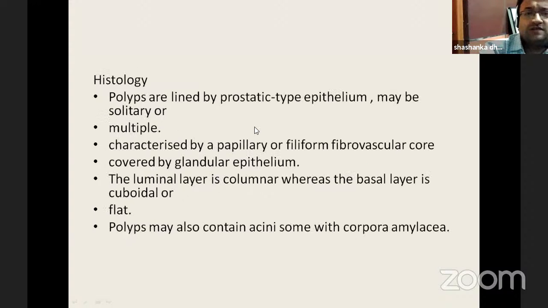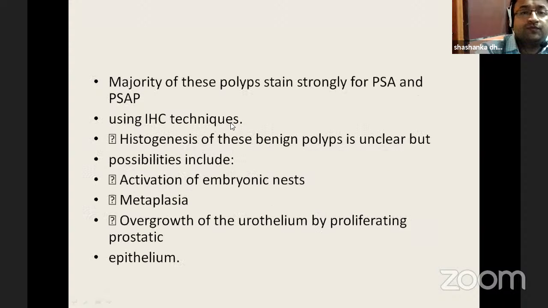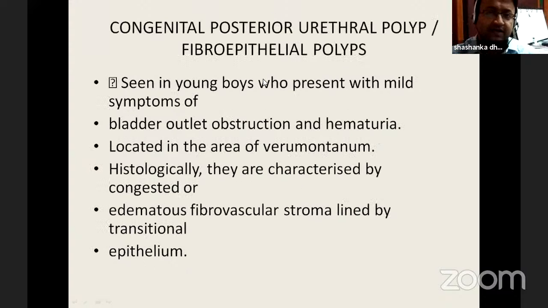On histology, you can see polyps that are lined by prostatic type epithelium. They may be solitary or multiple. They may be characterized by a papillary or filiform fibrovascular core, and the luminal layer is columnar, whereas the basal layer is cuboidal. They may contain some acini, and there may be some corpora amylaceae. This is from the prostatic tissue. The majority of them stain for PSA and PSAP, the prostatic specific antigen, using immunohistochemistry techniques.